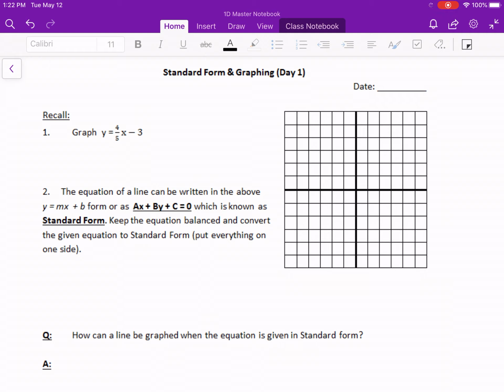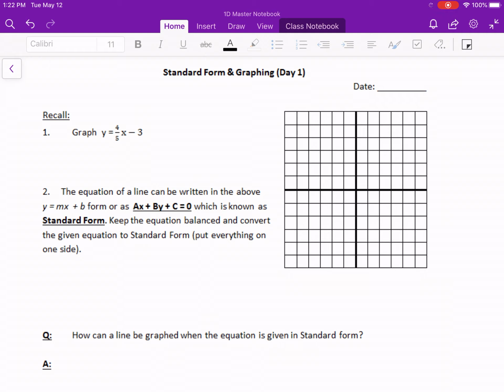So we do it by treating it like an equation, because it's a relation, but it's also an equation. And so we want to rearrange the equation. So the first thing I want to do, let's start by rewriting the equation. y equals 4/5 x minus 3. Now I want to bring everything to the left-hand side, leaving 0 on the right.